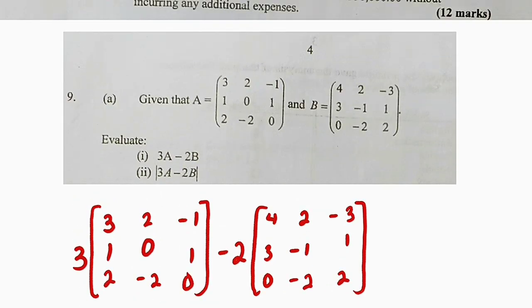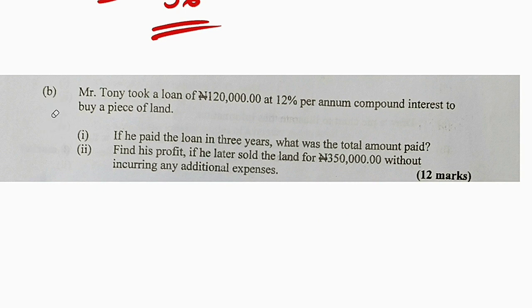Then moving to question 9b. Question 9b reads, Mr. Tony took a loan of 120,000 naira at the rate of 12% per annum compound interest to buy a piece of land. Roman 1. If he paid the loan in 3 years, what is the total amount paid? Roman 2. Find his profit if he later sold the land for 350,000 naira without incurring any additional expenses. All right, let's get started.